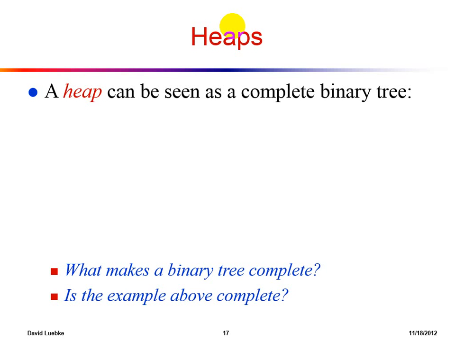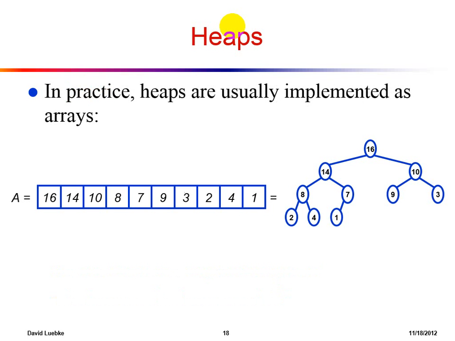A heap is a complete binary tree. What that means is that if you look at this particular tree, you start filling it in level by level. As you can see, all leaves in level 3 are empty, and all levels before 3 are completely full. So that's the definition of a complete binary tree.